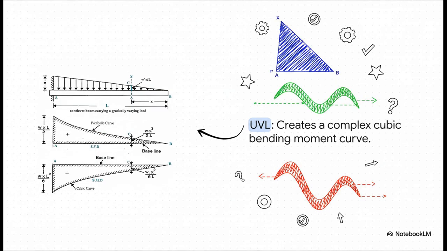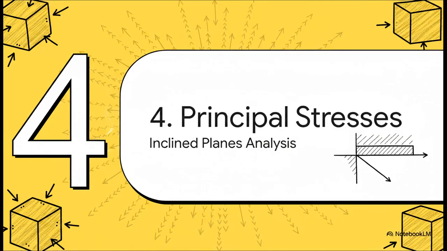Finally, check out the progression when we introduce a uniformly varying load, or UVL, which is often shaped like a triangle itself. The shear force diagram becomes parabolic, and the bending moment diagram becomes an even more complex cubic curve. For the exam, remembering this progression, linear to parabolic to cubic, is a massive shortcut for checking if your drawn diagrams are actually correct.